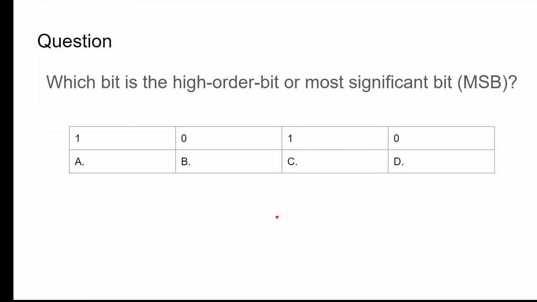So my question for the class is, which bit is the highest order or most significant bit? And the correct answer is A, because the highest order or most significant bit is always the leftmost bit, while D would be the least significant or lowest order bit, because the least significant bit is always the rightmost bit.